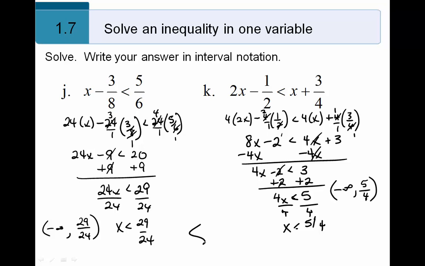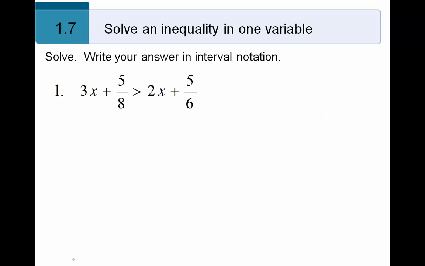Okay, here we go. Problem L, another one with fractions. Okay, so let's begin in step 1. Let's eliminate those fractions. I see denominators of 8 and 6, the least common multiple of which is 24. There are 4 terms, so let's go ahead and multiply all 4 terms by 24.